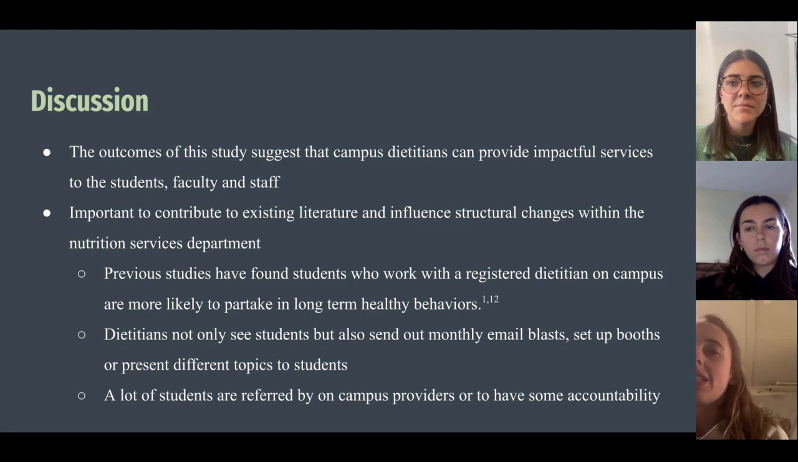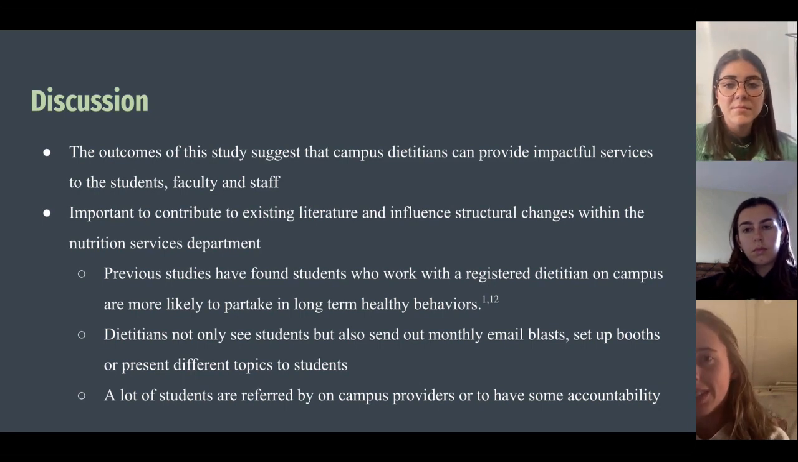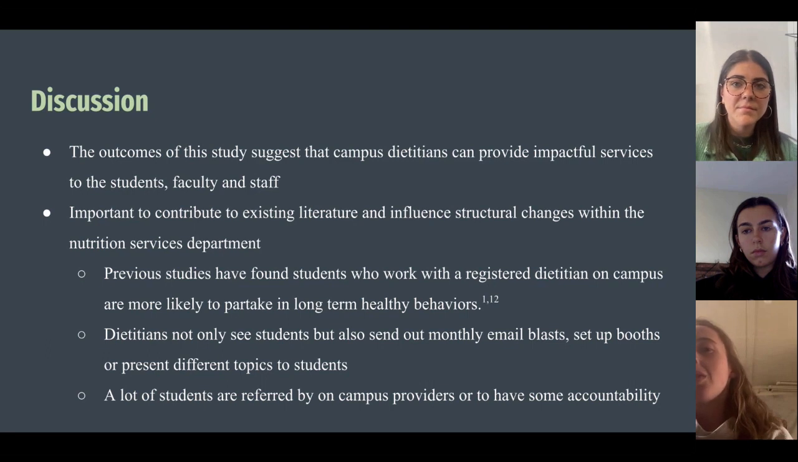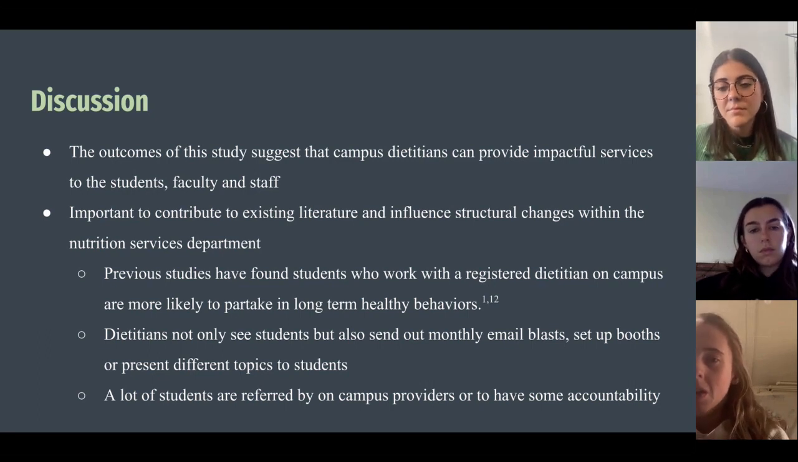And with that being said, previous studies have found students who work with registered dietitians on campus are more likely to partake in long-term healthy behaviors. And like Anna mentioned before, not only do dietitians see the clients one-on-one, but they also take time out of their day to send out monthly email blasts that focus on a topic, set up booths to show what kind of aspects they can bring to their daily lives, and present different topics to students, whether it's in the classroom or at an event.